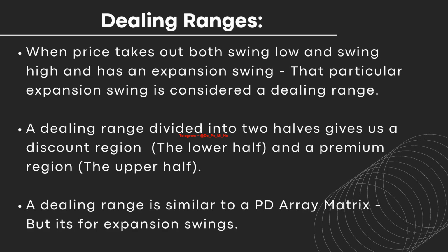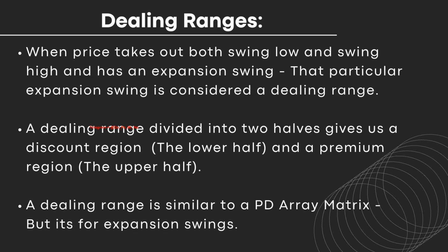A dealing range is formed after price takes out both sides of a range and expands. And when that swing is divided into two halves, it gives us a dealing range with discount and premium regions, which we can potentially use for making better trading decisions, or they can assist us in our higher time frame analysis and thought process.